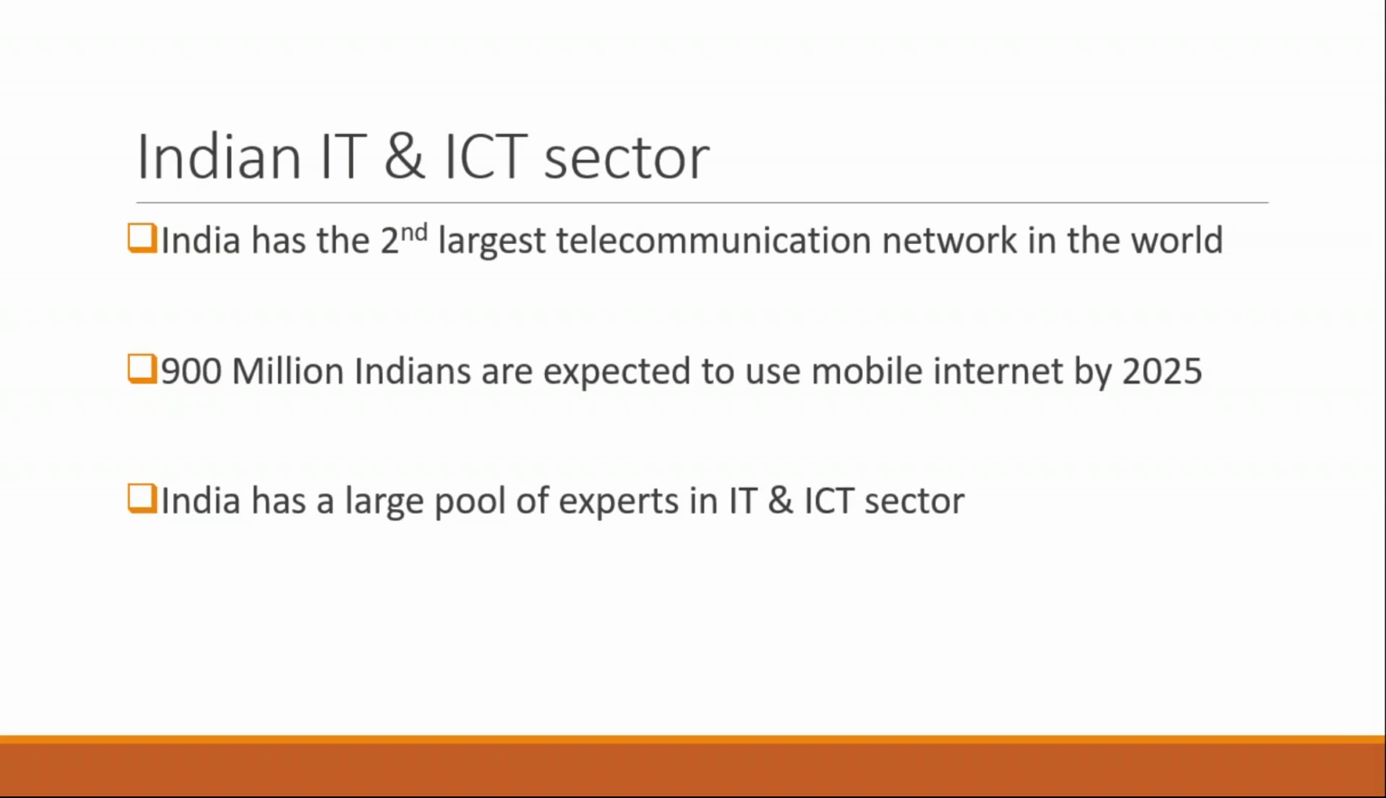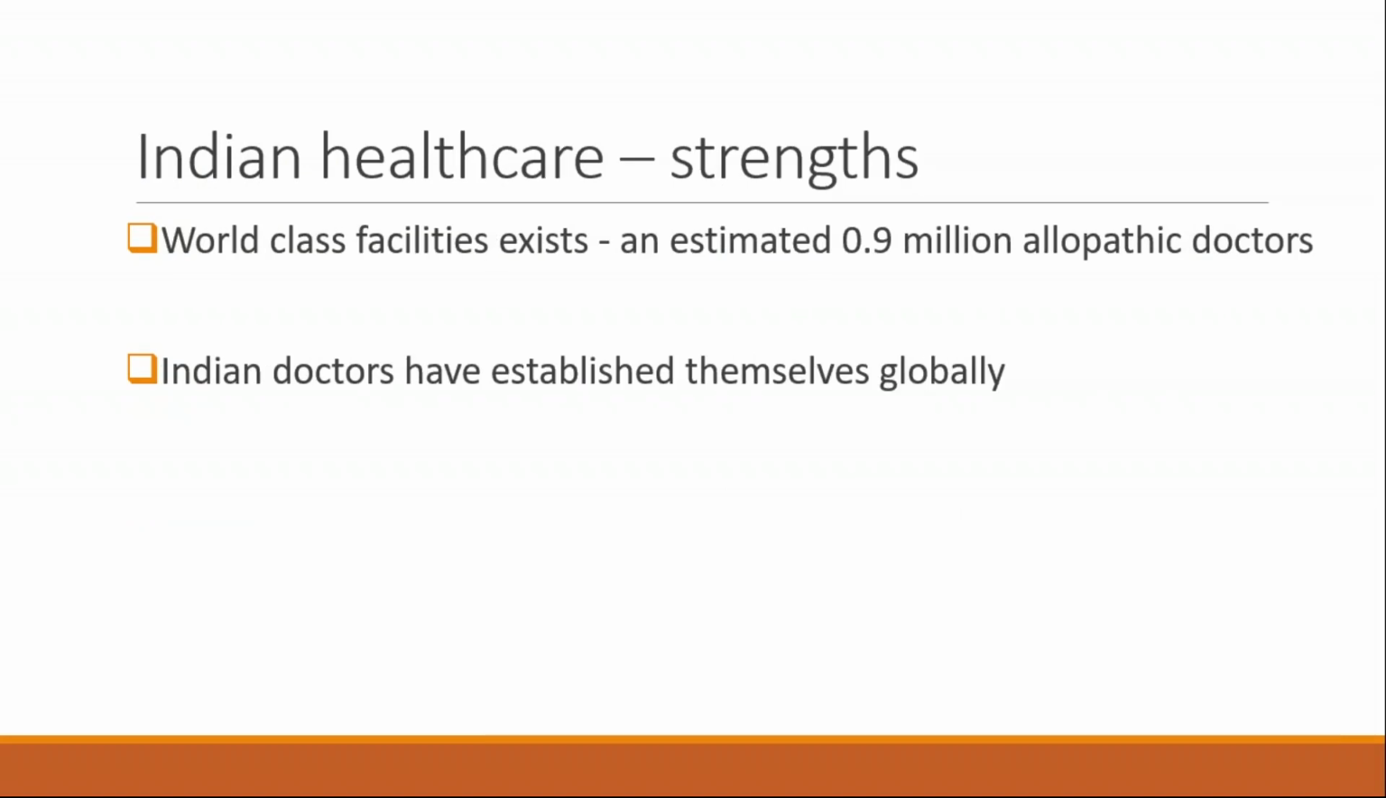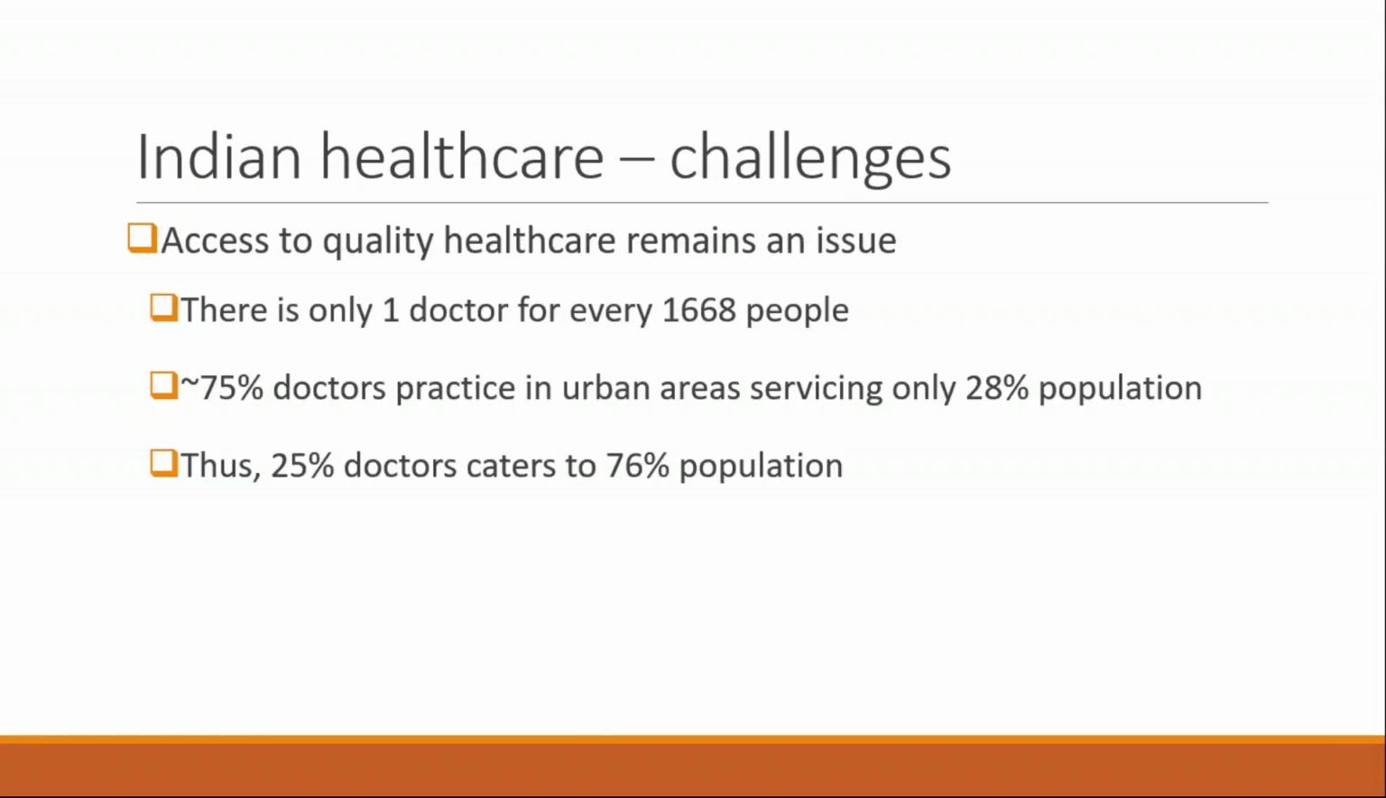As you know, India has the second largest telecommunication network in the world. 900 million Indians are expected to use mobile internet by 2025. And we have a large pool of experts in both IT as well as the health sector. We have world-class facilities. An estimated 0.9 million allopathic doctors are available in India. Indian doctors have established themselves globally. But the problem is that access to quality healthcare remains an issue.